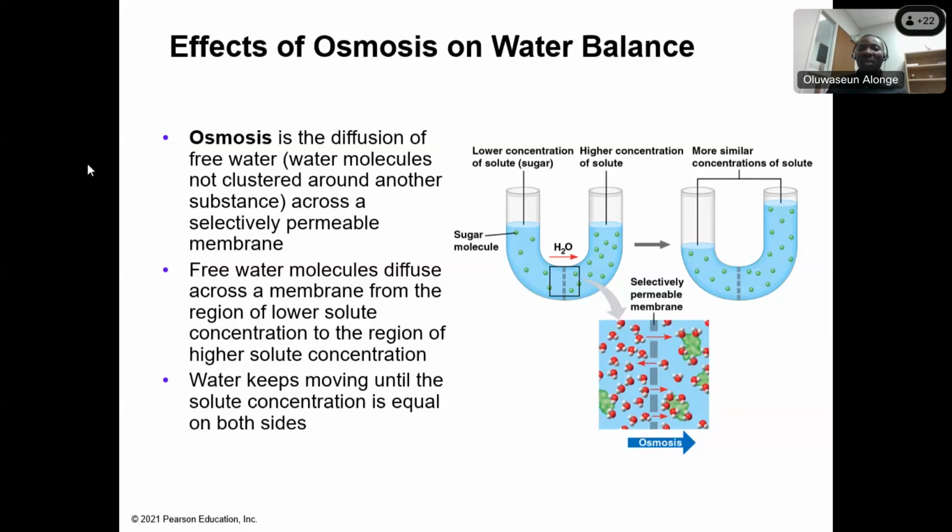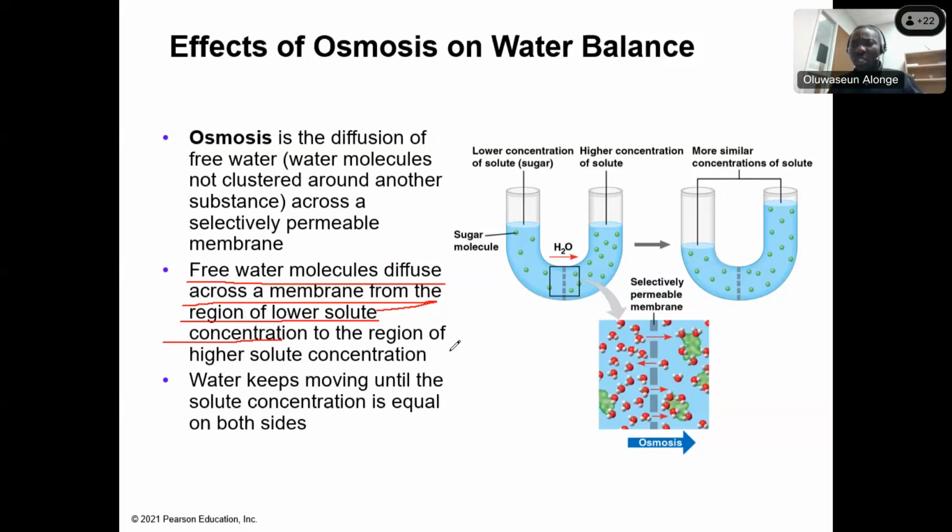So osmosis is the movement of water from the region where you have more water to the region where you have less water. You see, free water molecules will diffuse across the membrane from a region of low solute concentration. Low solute concentration means you are going to have more solvent. It means you are going to have more water. Water is a universal solvent. That's why I use water. And then water is going to move from where it is more to where it is low.